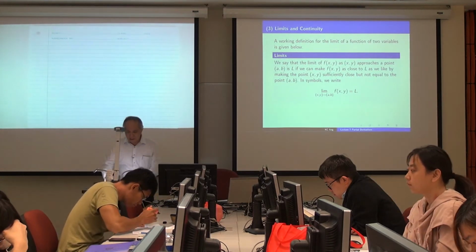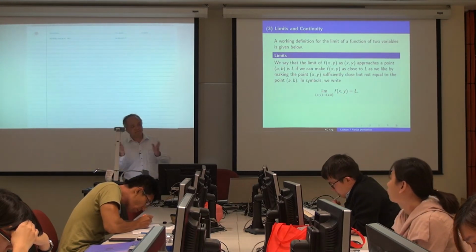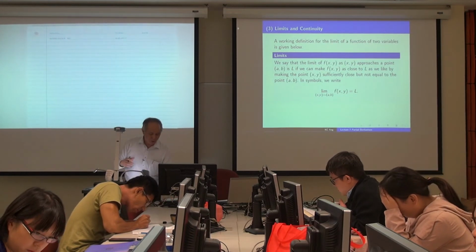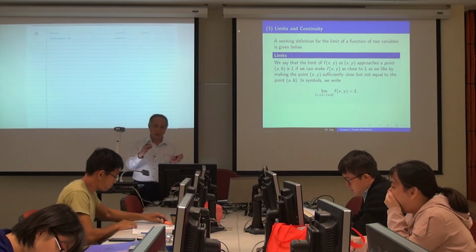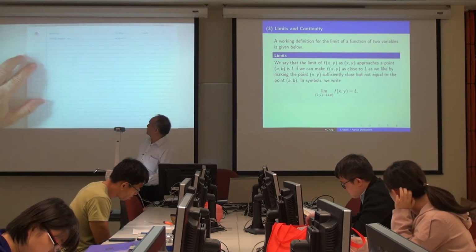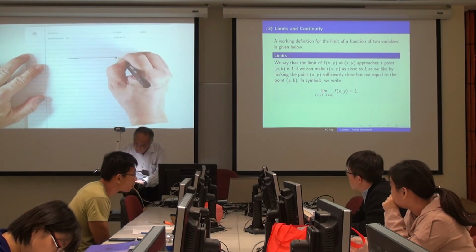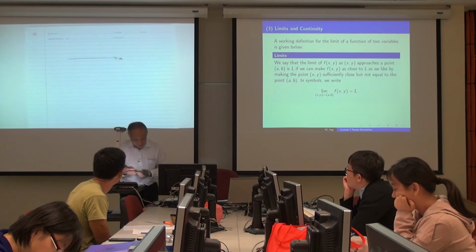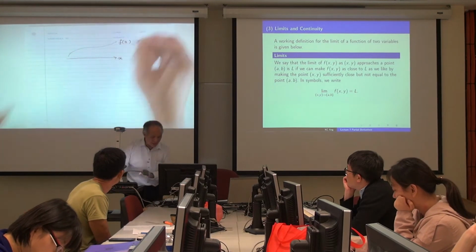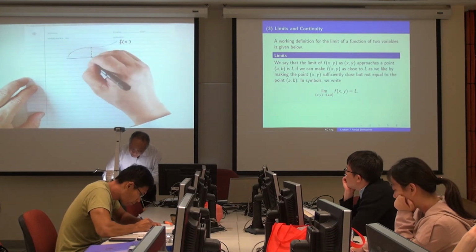So let's do a very quick recap on a function of one variable, and then see if we can extend it to a function of two variables. Suppose this is my x-axis, and then I have a function maybe like this. This is a function of one variable only, f of x, and suppose this is my point A.